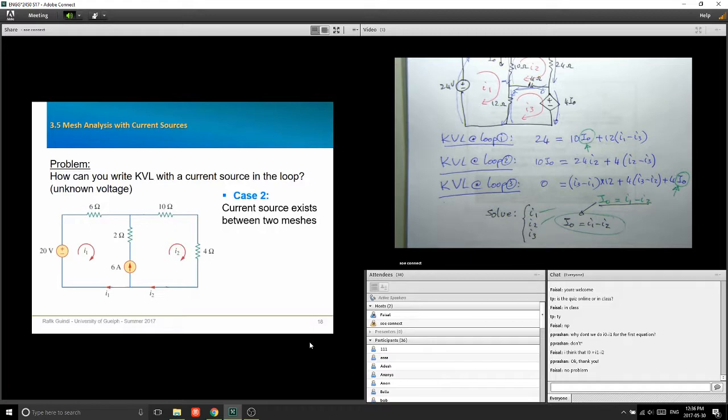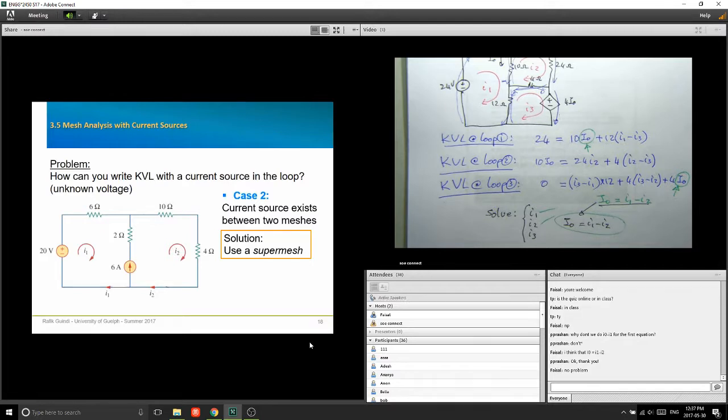Okay. So, you can't write KVL around the first mesh because you have this current source. You wouldn't know how much voltage to put. And you cannot write KVL around the second mesh because, again, you have the current source. So now you're toast. You don't have any way to write your KVLs. So we're going to use a method that involves something called a super mesh.